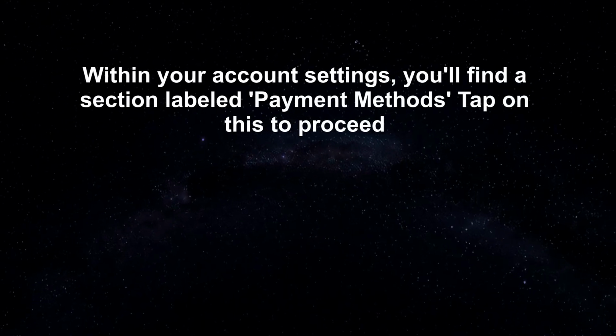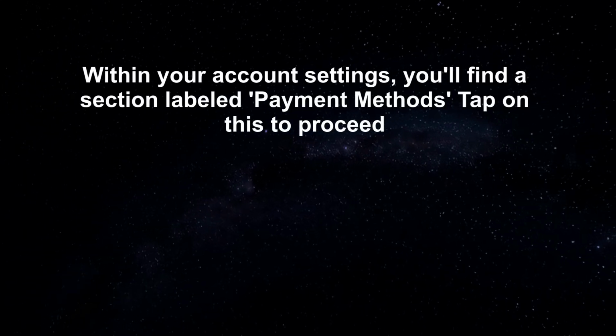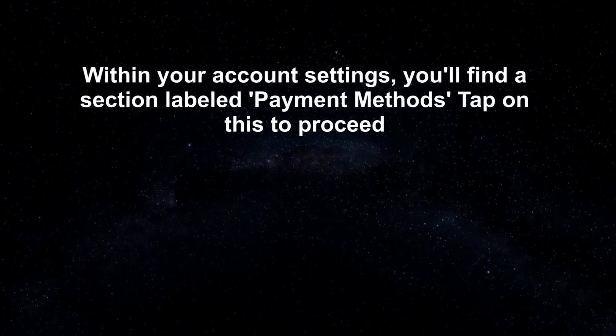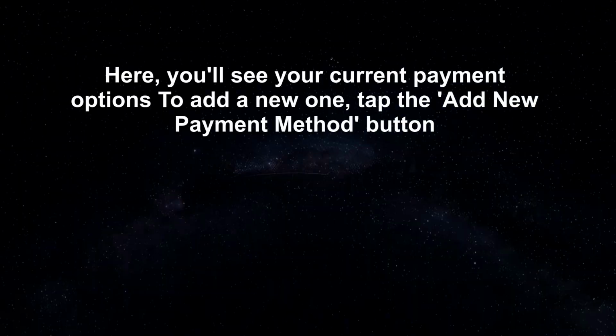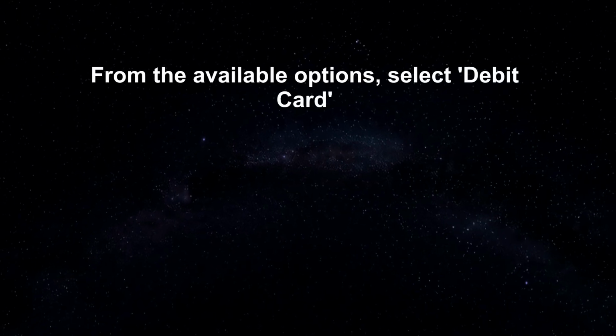Within your account settings, you'll find a section labeled Payment Methods. Tap on this to proceed. Here, you'll see your current payment options. To add a new one, tap the Add New Payment Method button. From the available options, select Debit Card.